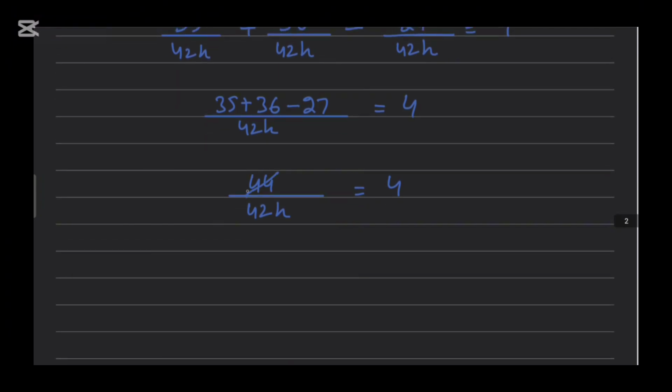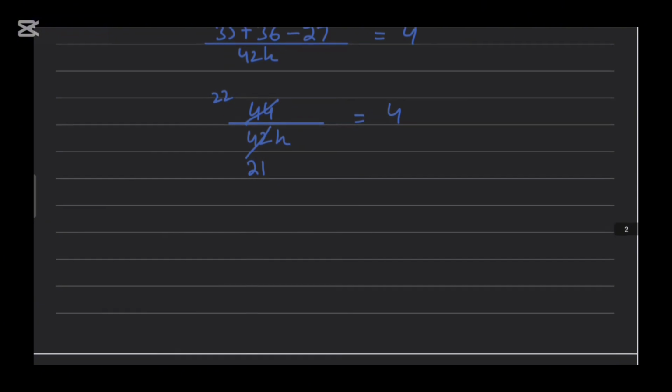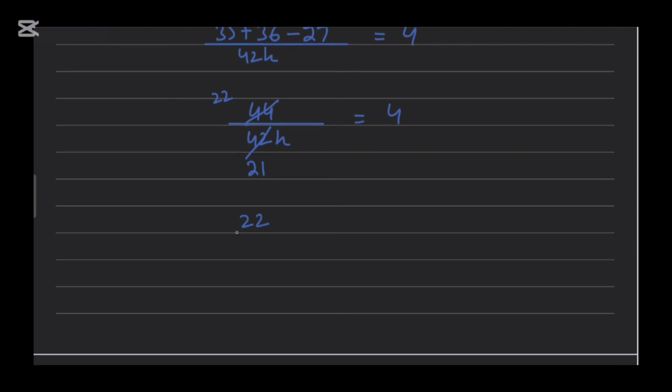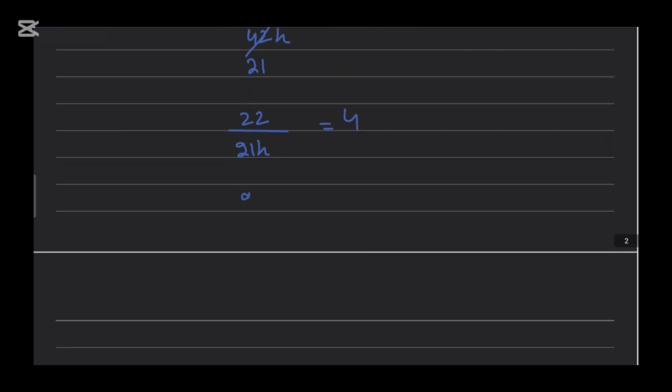And now we will cancel them. 2 4s are 2, 2 4s are 2, 2 1s are 2. 22 over 21h is equal to 4. Now you will do cross multiplication. 22 is equal to 21h multiplied by 4. 22 is equal to 84h, and h is equal to 22 over 84.